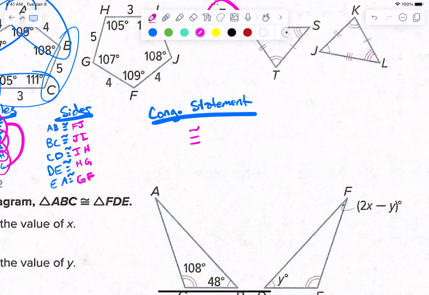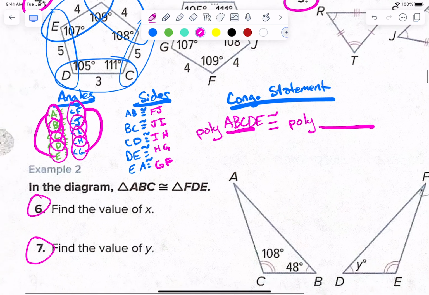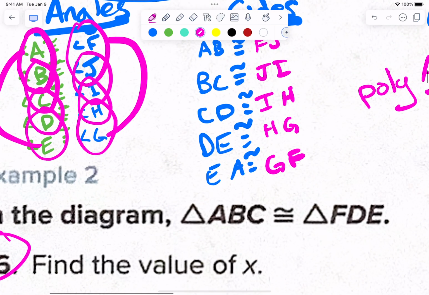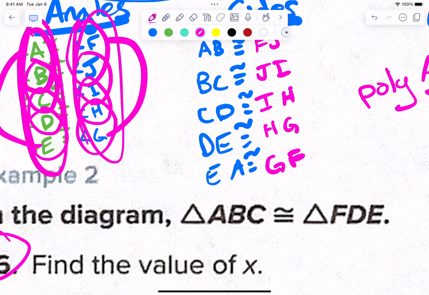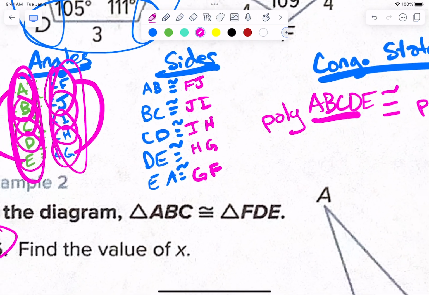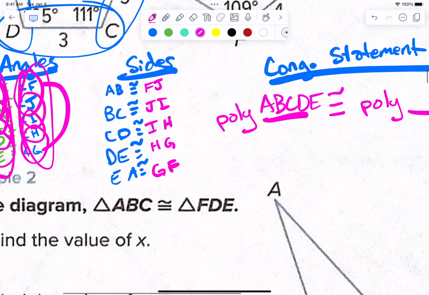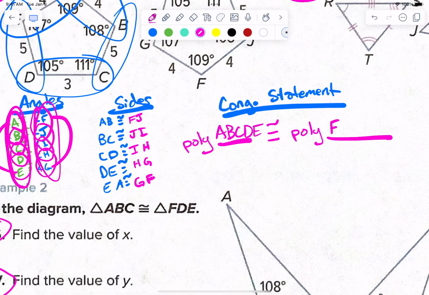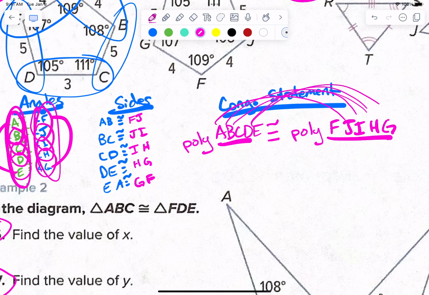All right, congruent statements. What do we call this thing? Poly ABCDE. Poly ABCDE is congruent to poly FJIHG, which is not in the right order, right? If we go ABCDE, we have to go F, J, I, H, G in order to be correct. A goes with that, B goes with that, in order for them to be looped correctly. Yeah? Good?